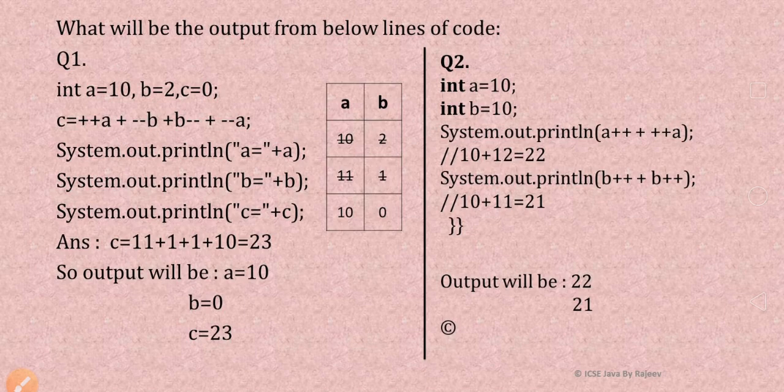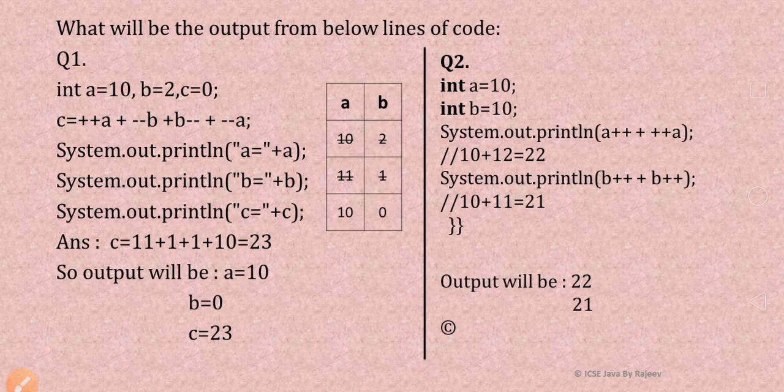So the value of b is already 1. That's why I have written 1 over here, plus the last term is minus minus a. The value of a is already 11, so minus minus a means 10. If you add all these terms, it will be equal to 23.